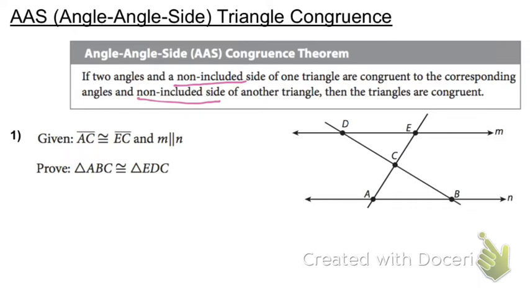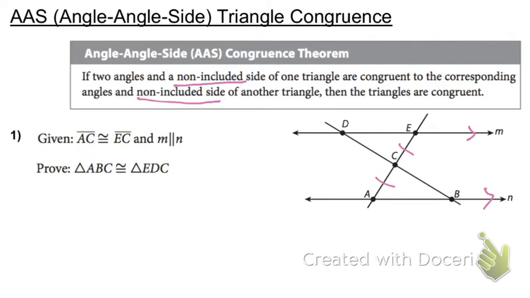So, given that segment AC is congruent to segment EC, so we're told that these are congruent, so we can mark that. And then we're told that line M is parallel with line N. Ooh, parallel lines again. Okay. Is there any more information we can use, because that's not enough right now, to prove that these two triangles are congruent?